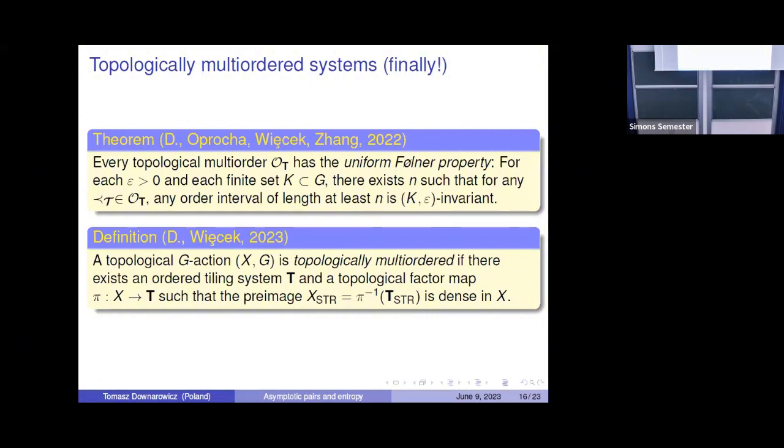Okay, so now we have the notion of a topologically multi-ordered system, where we demand that there exists an ordered tiling system which is a factor of our system. So we want our system to factor to a tiling system, and then this tiling system produces a topological multi-order. We also require that the pre-image of the strict elements is dense, for some technical reasons. We don't want some strange factors sticking out, sort of.